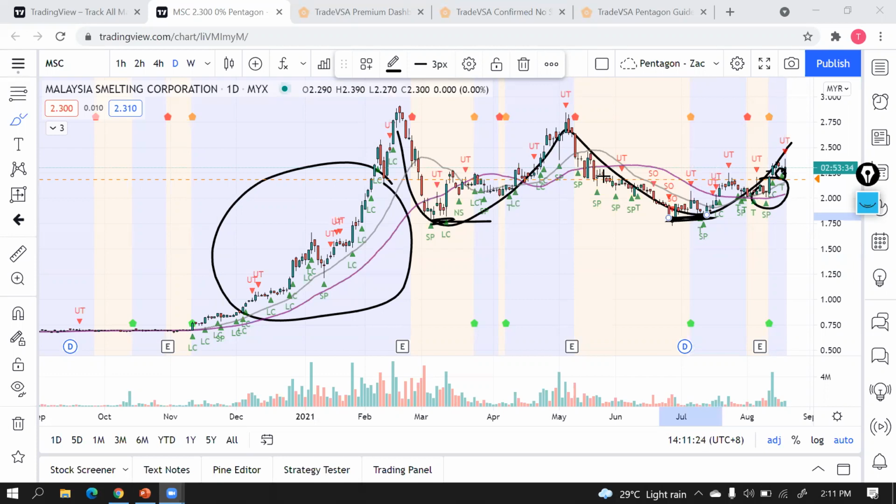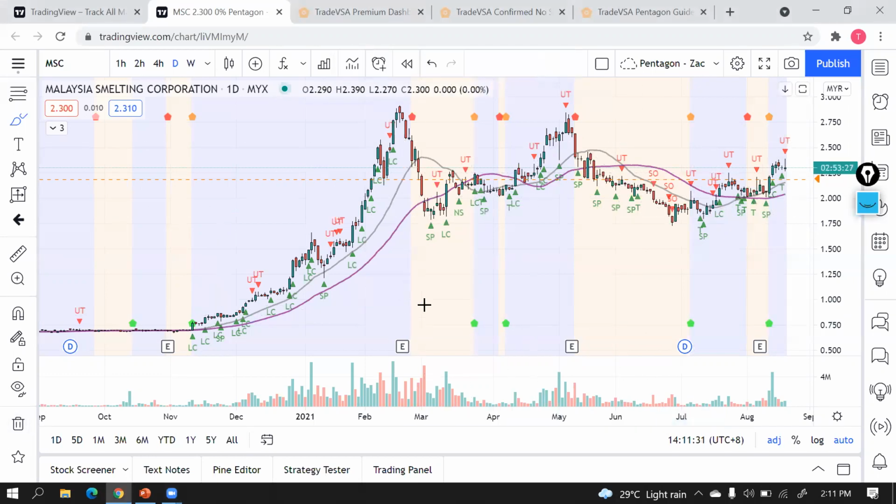Let's see. If let's say red pentagon, you actually still can. Sorry, Praveen, have you attended the masterclass on the weekends?